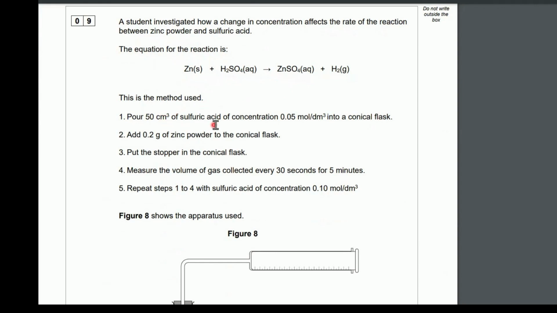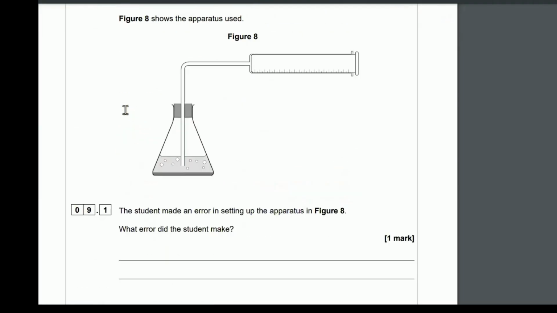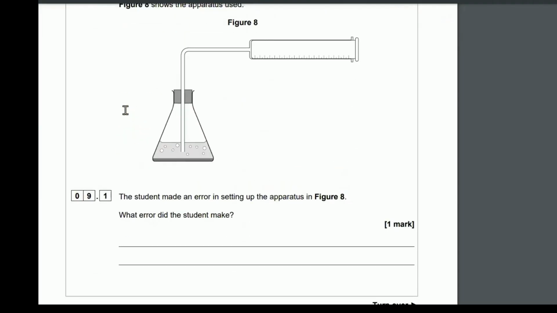Pour 50 cm³ of sulfuric acid, concentration 0.05 mol/dm³, into a conical flask. Add 0.2 gram of zinc powder to the conical flask. Put the stopper in the conical flask. Measure the volume of gas collected every 30 seconds for 5 minutes. Repeat steps 1 to 4 with sulfuric acid of a concentration of 0.1 mol/dm³. Figure 8 shows the apparatus used. Lovely. Don't you just love huge stems to questions?